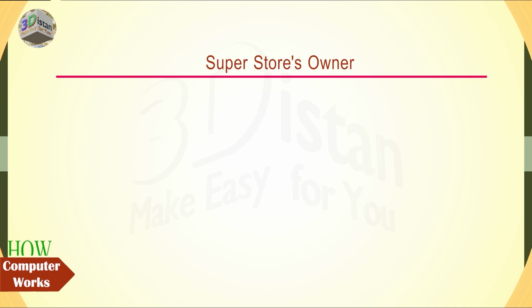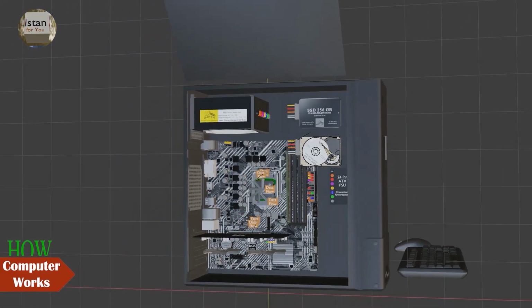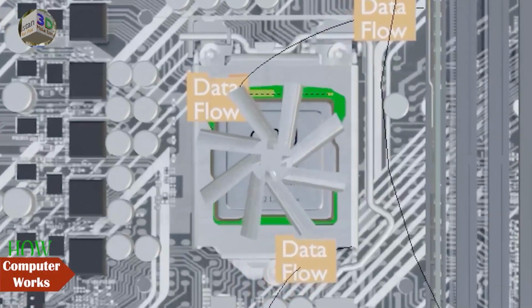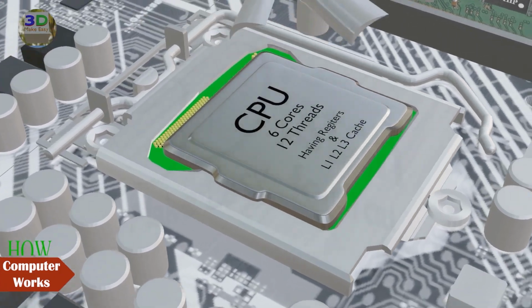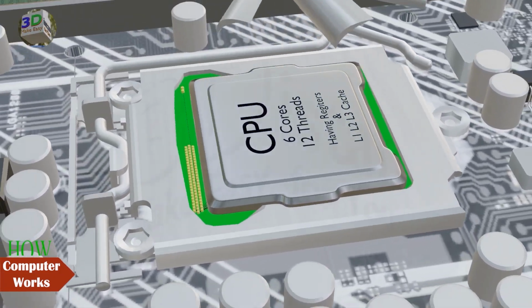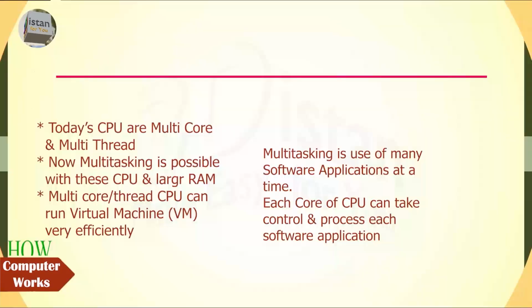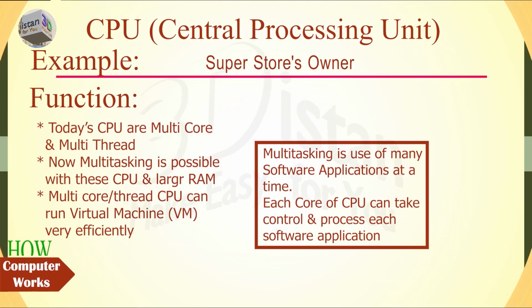Modern CPUs are multi-core and multi-threaded, meaning one CPU can have 4 cores and 8 threads. This is like a store owner with 4 workers who can handle 2 orders each at the same time, making it a total of 8 tasks. If the computer's RAM has enough space, these tasks can be processed simultaneously, similar to a large store counter handling multiple customers at once.